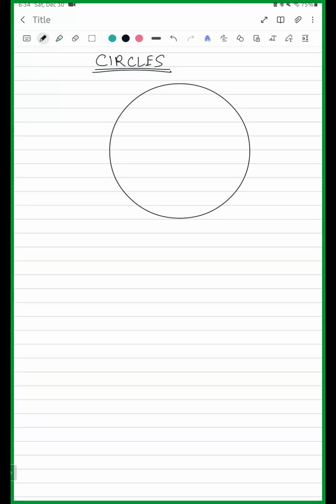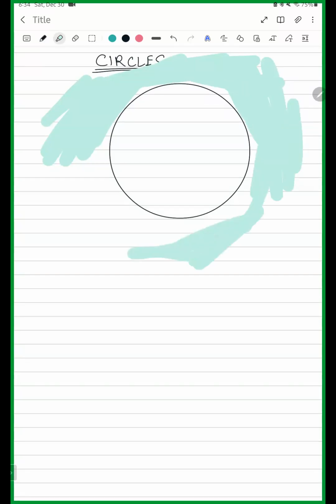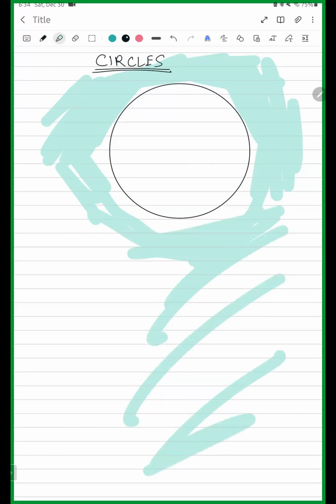So here, this screen is a plane, and this circle is dividing the plane into three parts. One is the exterior of the circle. Everything outside the circle is the exterior of the circle. This entire thing is the exterior of the circle. And then there's the interior of the circle.